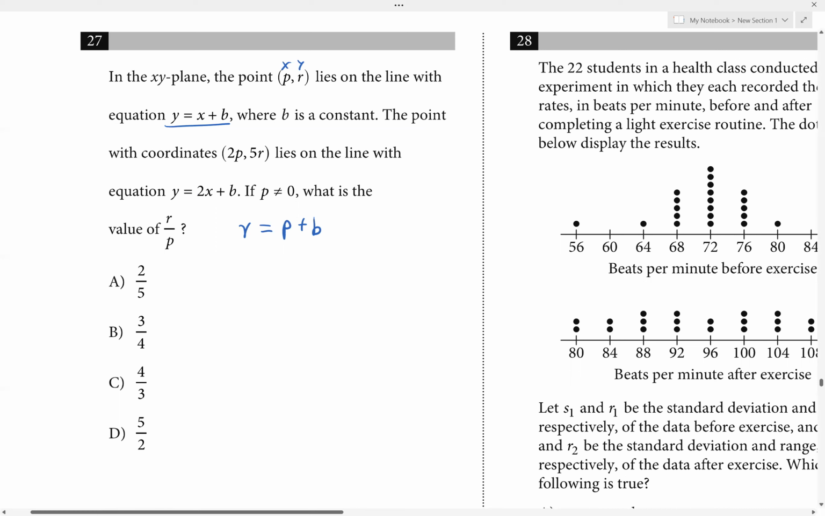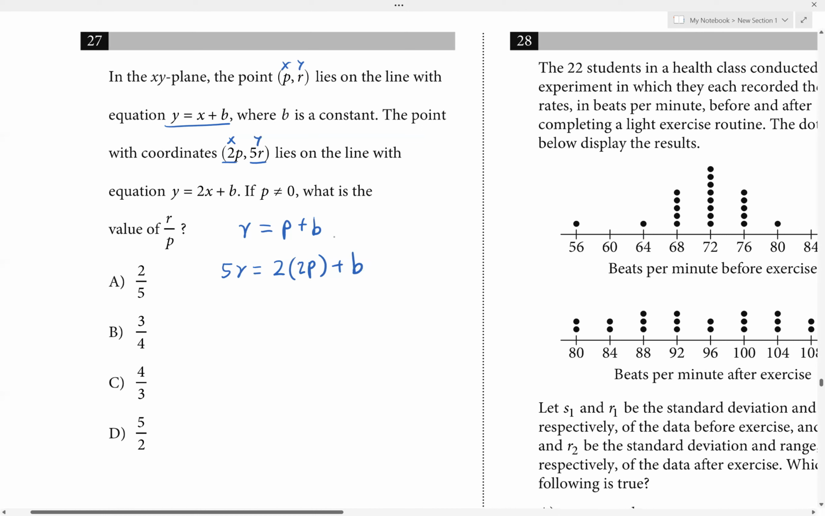Same thing with the second equation, you can also plug in. So 2p is the x value, 5r is the y value. You plug it in, and it will be 5r equals 2 times the x value, 2p, plus b. And then they said b is a constant, meaning b represents some fixed number.